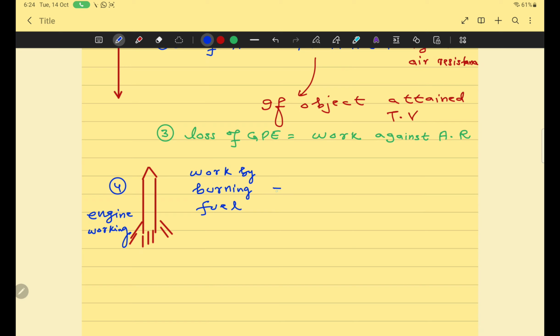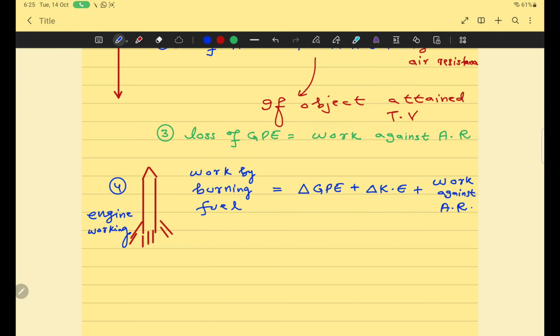Now the rocket or aircraft is moving in an upward direction, so there will be a gain in gravitational potential energy. If the speed is increasing, then there is a change of kinetic energy, and obviously there is air resistance, so there will be work against air resistance. So if the engine is working, if fuel is burning, then the work done by burning fuel equals the increase in potential energy, the increase in kinetic energy, and the work against air resistance.